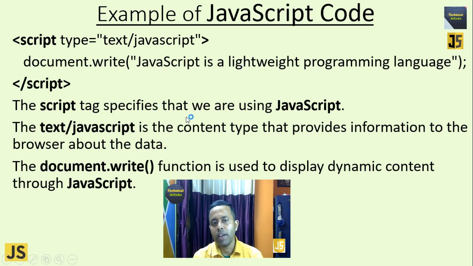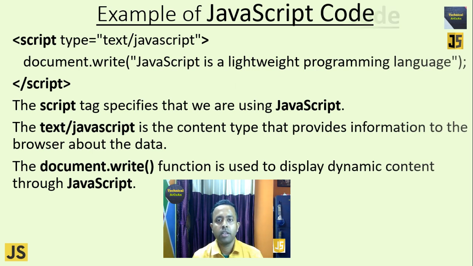The script tag specifies that we are using JavaScript because JavaScript is always within the script tag inside the HTML, right? The text/JavaScript is the content type that provides information to the browser about the data. Okay, means what type of data it is? It is a JavaScript type. The document.write function is used to display dynamic content through JavaScript. So in that way we can actually code our JavaScript, right? And where we are using? Within the script tag inside the HTML.